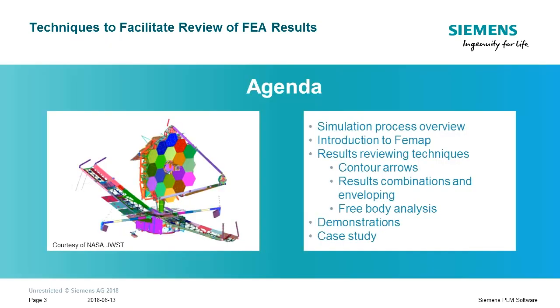In this presentation, we'll look at various techniques to facilitate review of FEA results. We'll start with a review of the simulation process and an introduction to FEMAP, the product that we'll use to showcase the various post-processing techniques. In particular, we'll look at how free body analysis, contour arrows, and results combinations and enveloping can help us quickly understand the results and behavior of the design, and we'll see demonstrations of these techniques. We'll also review a case study to see how a customer made use of these techniques to aid understanding of model behavior, and look at the challenges they overcame and the benefits gained.